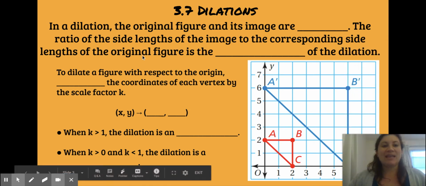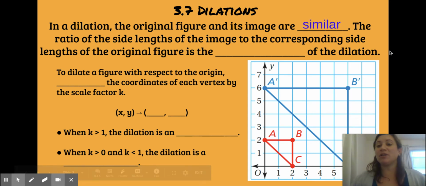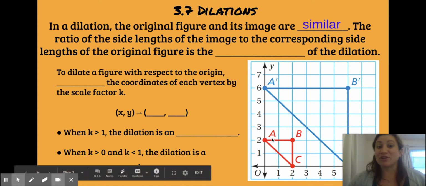In a dilation, the original figure and its image are called similar to each other. Similar figures are the same shape but different sizes. They are actually proportional in size. We call it proportional in size. Their side lengths will all have the same ratio.